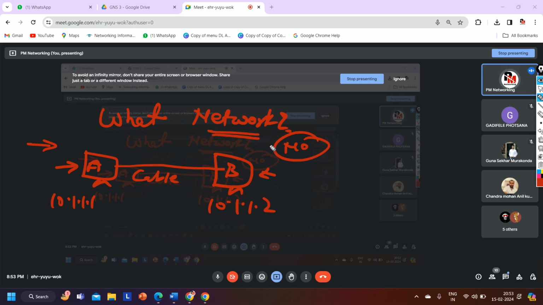So the definition of a network is a group of networking devices connected together, through wire or through radio frequency, it doesn't matter. Multiple devices are connected and able to exchange information. That is a network. The next term is networking. What is networking?